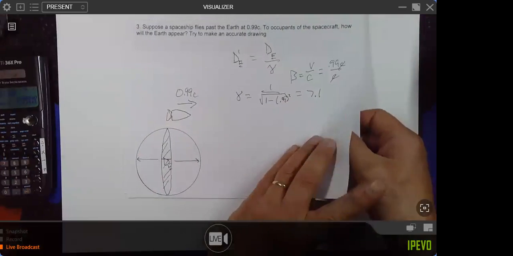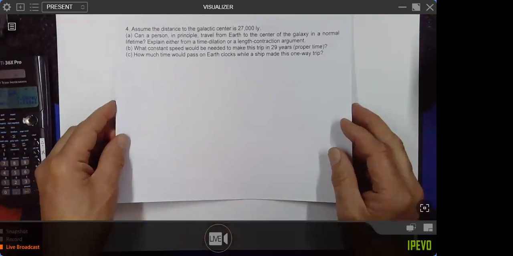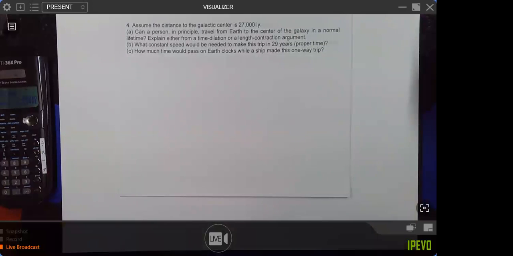Well, maybe you could do something with this. Assume the distance to the galactic center is 27,000 light years, which it is. That's approximately what it is. Sometimes you'll see 28,000 light years. Sometimes it'll be rounded to 30,000 light years, but that's a good enough approximation anyway. Can a person, in principle, travel from Earth to the center of the galaxy in a normal lifetime? Explain either from a time dilation or a length contraction argument.